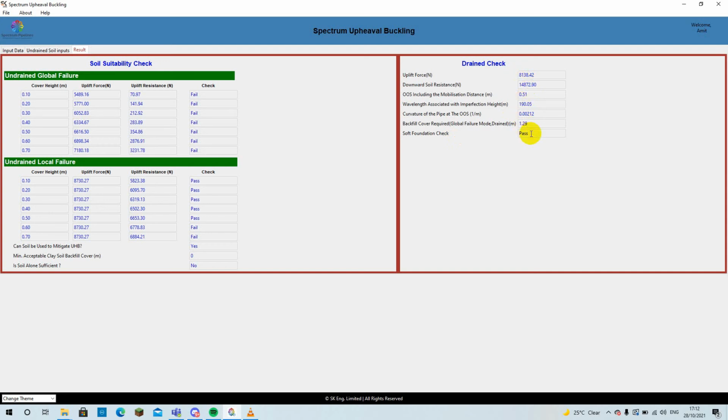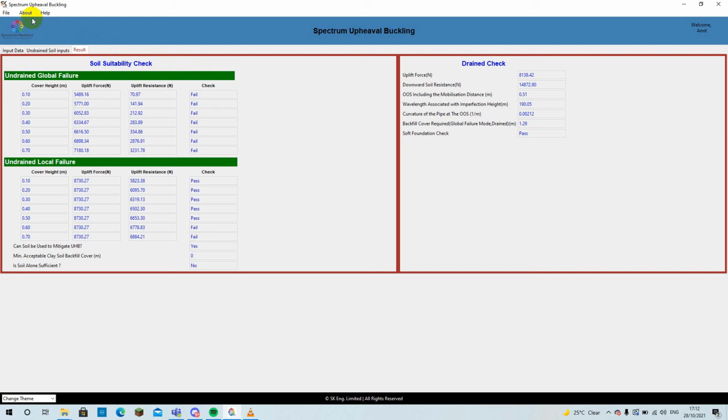The software also performs a downward resistance check. If there is a potential for soft foundation failure, the software recommends additional rock cover to be added to the base rock cover height, which was required to mitigate upheaval buckling.